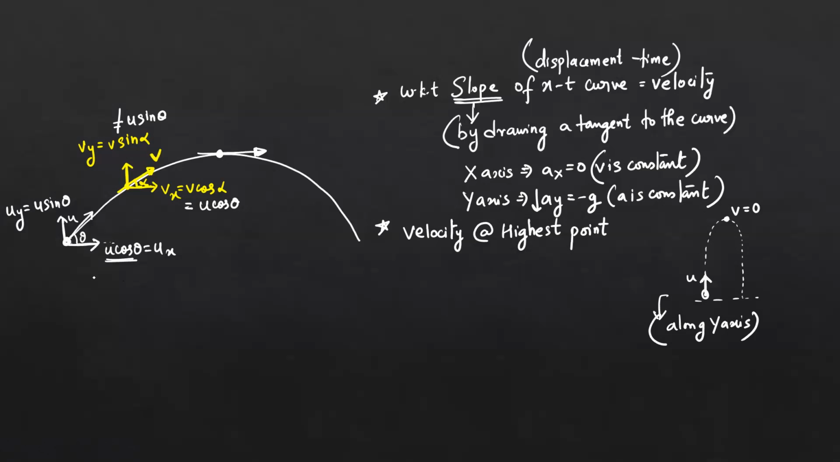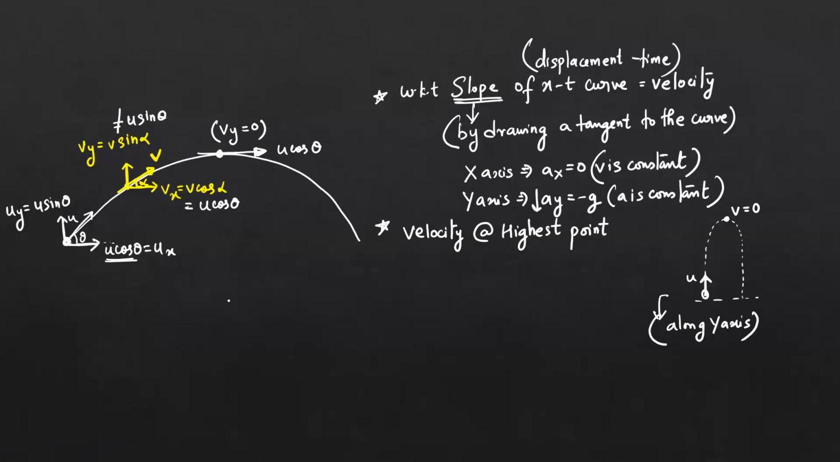How much is the horizontal component? u cos theta. The horizontal component of velocity is going to be the same because acceleration is 0. So velocity will be u cos theta. Then what is 0? Because the tangent is purely horizontal, the vertical component is 0. There is no vertical component at all. Therefore, the velocity along the y-axis is 0 at the highest point.